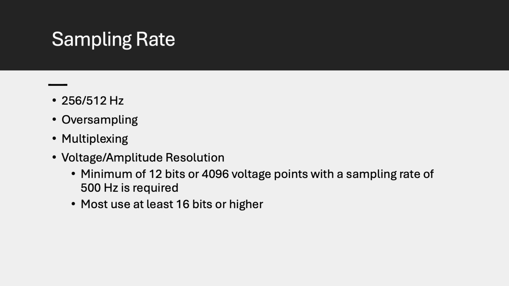In order to accurately display the EEG signal waveform, a minimum of 12 bits or 4096 voltage points with a sampling rate of 500 Hz is required. In practice, most systems use at least 16 bits or higher analog to digital converters, allowing larger dynamic range and smoother signals.